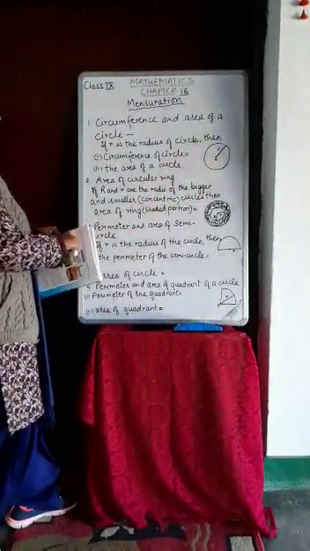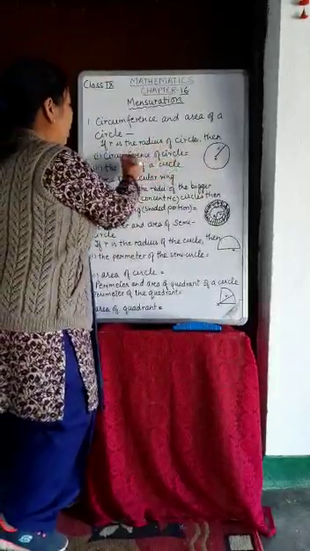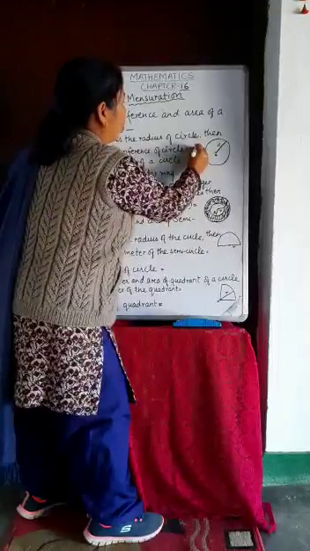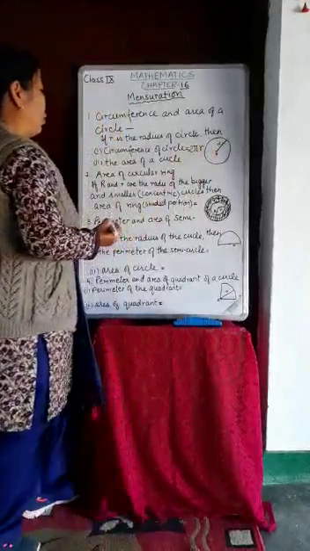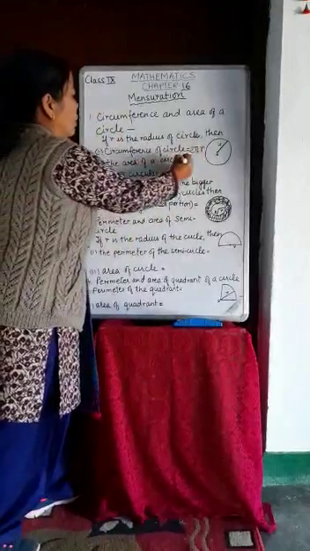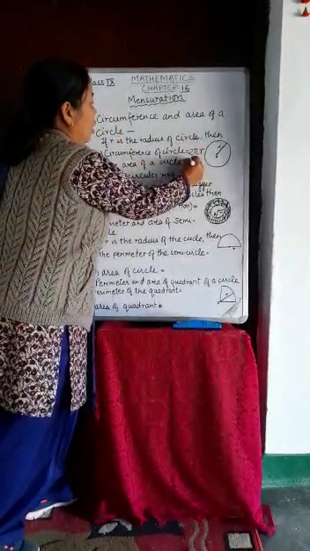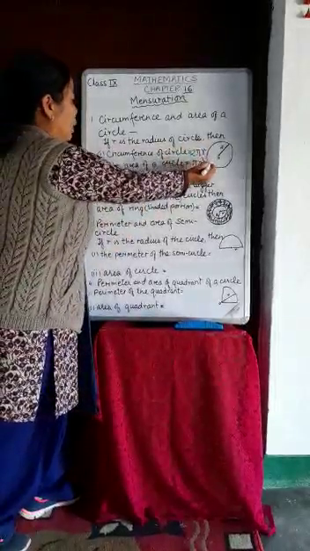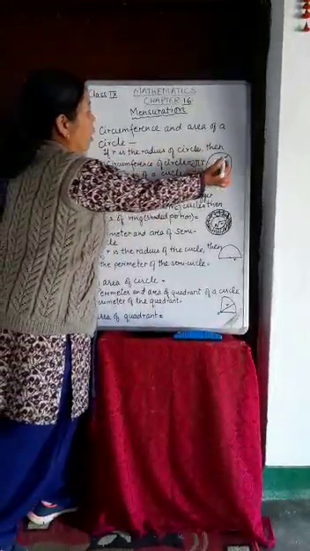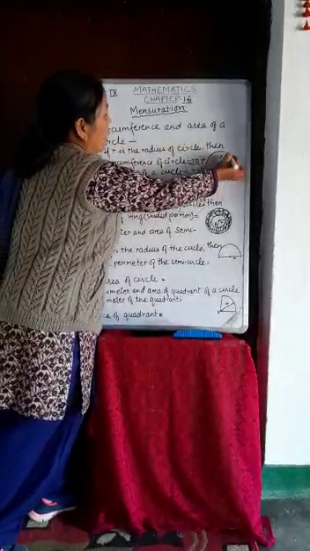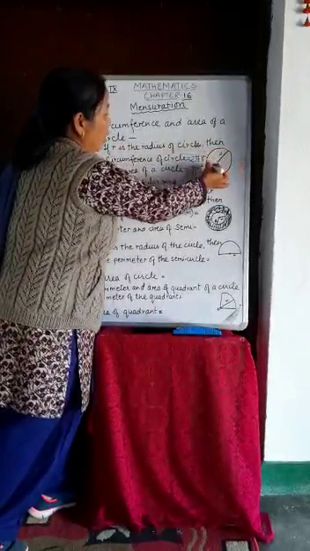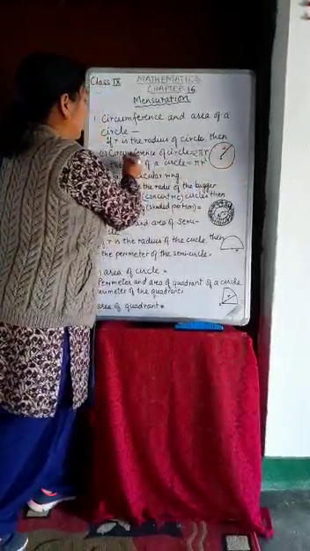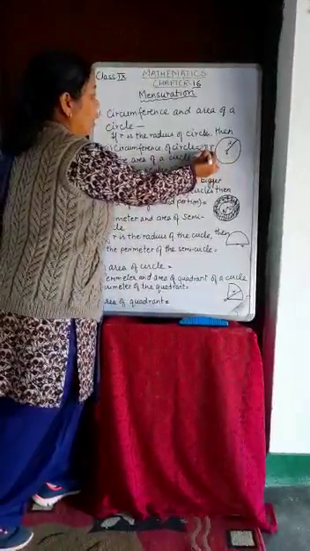So if the radius of the circle is R, then the circumference of the circle is given by the formula 2 pi r. Right, children? And the area of the circle is pi r square. So these two formulas are there for the circle. The circumference means the length of the boundary of this circle. If you start measuring from here up to this same point, that length is called the circumference of the circle, and the formula is 2 pi r.